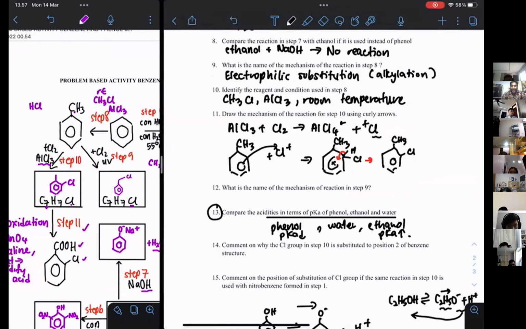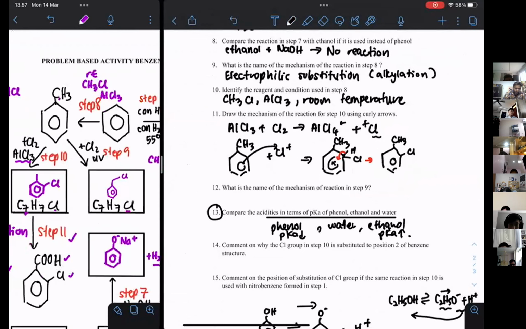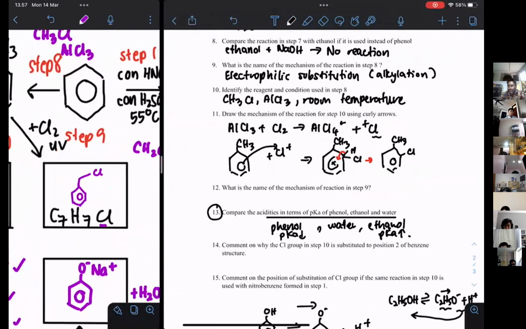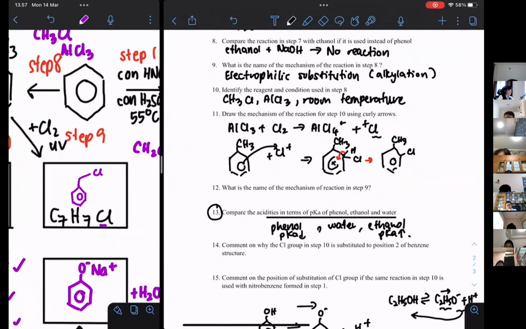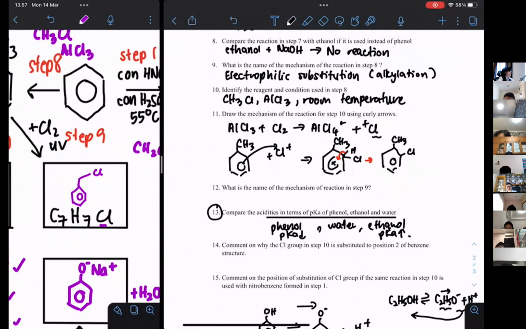Now, what is the name of the mechanism in step number 9? What is the name? Maybe Wilson, can you answer this? Or Chai? Wilson and Chai, please answer. Free radical substitution. Yeah, free radical substitution.